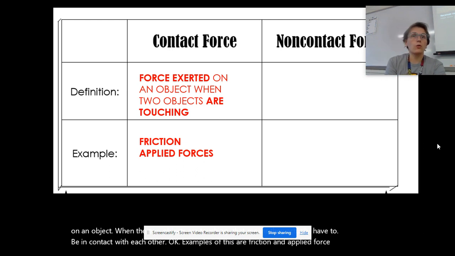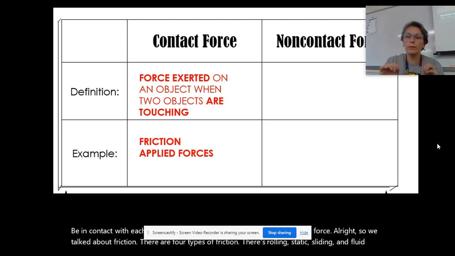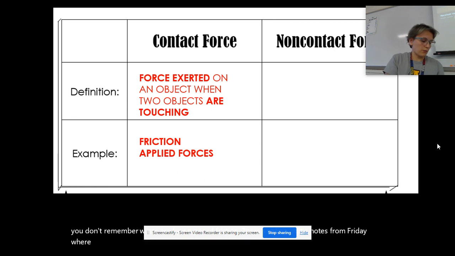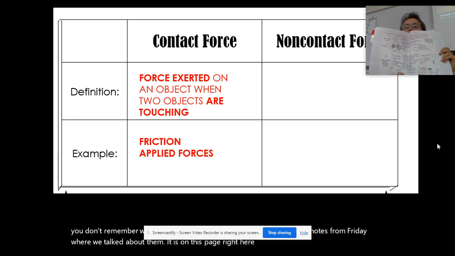All right. So we talked about friction. There are four types of friction. There's rolling, static, sliding, and fluid. If you don't remember which ones those are, you need to look back at your notes from Friday where we talked about them. It is on this page right here. That page right there talks about friction.